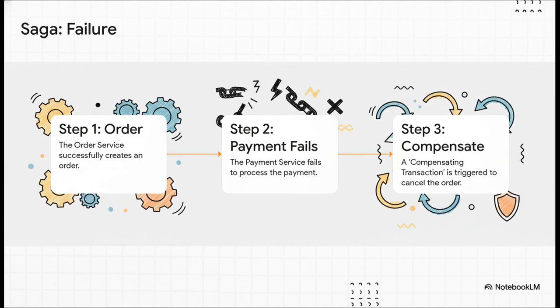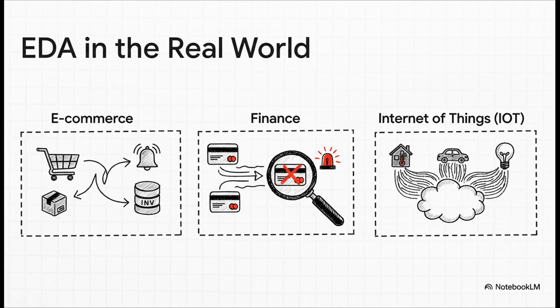In this case, the original order service hears about the failure and automatically cancels the order, effectively undoing the first step. It's like having a distributed undo button for your entire business process, making sure the system always stays clean and consistent. And look, this isn't just some abstract theory.